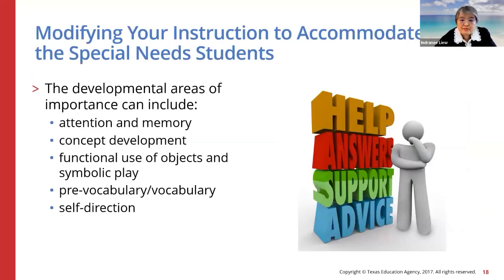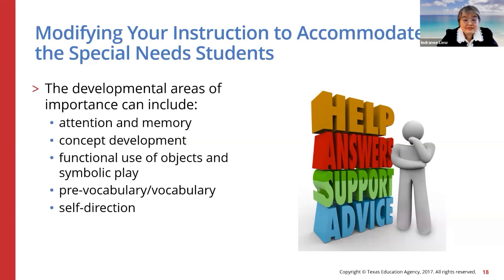How can you modify your instruction to accommodate special needs children? If you discover that the child has a problem with attention, like I told you about this boy, every 10 minutes or so, we need to help him focus again. We also have children who cannot remember A to Z. That's okay. You just divide it. A, B, C, D, E is one lot. Then F, G, H, I, another lot. So you teach in chunks. It will be easier for the child.